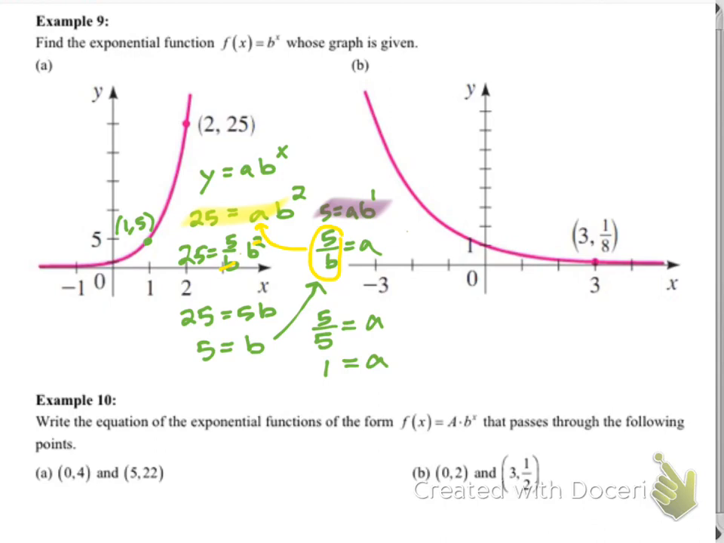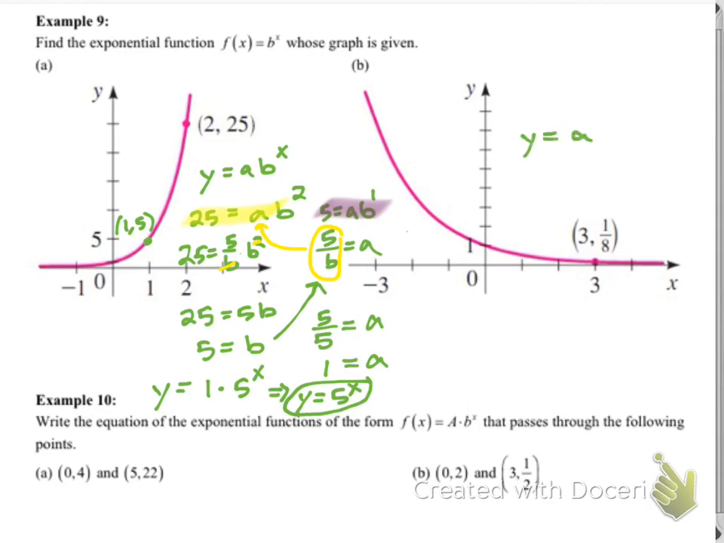Once you have a and b, you need to write a brand new equation, so you want to make sure you have it all. Y equals 1, my a, times b, which is 5 to the x. Y equals 1 times 5 to the x. We all know that we don't need the 1, so it's just y equals 5 to the x. And if you check it out, it makes sense. Given the values that we have, when you put in x equals 1, 5 to the first is 5, and when you put in x equals 2, you get out 25.